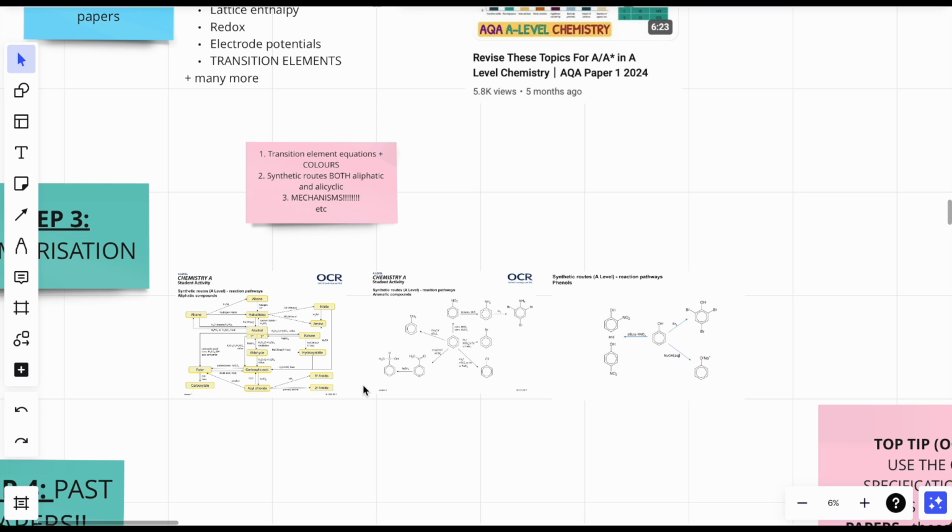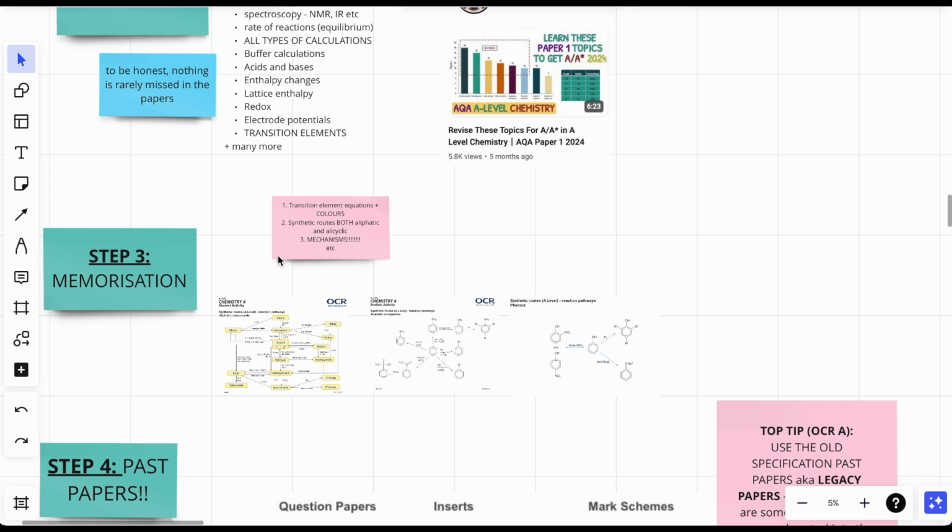You spent 2 years in your lessons basically being hammered to learn these. The things that I'm telling you to memorize are the backbone of your papers, so learn them. So we have transition element colours and equations, synthetic routes for both aliphatic and alicyclic, and mechanisms. And there's many more, but start with these, and then the rest of them, you'll pick up and you'll realise, oh, I need to memorize that because it keeps coming up.